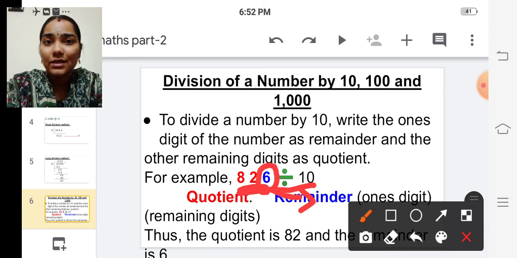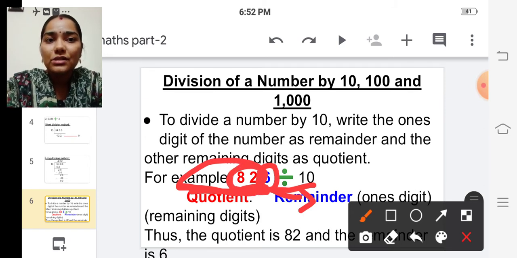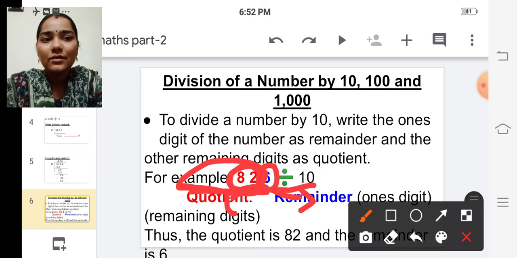We can straight away directly write the answer. We need not divide. And the remaining digits, however many they may be, all the digits will be the quotient. Here only 2 digits are there. So these 2 digits are the quotient, 82. So 82 will be the quotient. So shall we check? Is it correct or not?